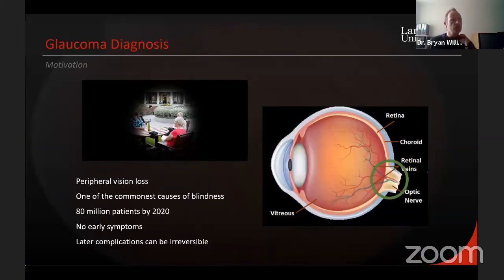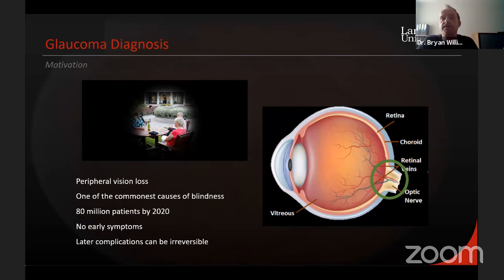So glaucoma. Glaucoma tends to manifest itself as peripheral vision loss, meaning that you lose the vision in the periphery, on the outside, and hopefully retain at least your central vision. It is one of the commonest causes of blindness, and a crucial thing that is common across many ophthalmic diseases that I find people are often surprised about is that there are no early symptoms. So that means there's damage being done behind the scenes and the patient does not know about it.